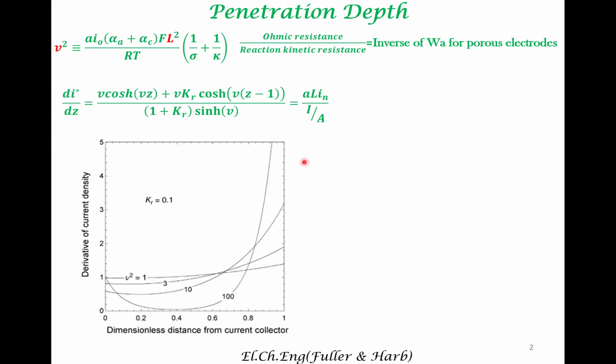In the previous lectures, we elaborated the significance of this non-dimensional quantity, nu square. It is the ratio of ohmic resistance and reaction kinetic resistance. It is the inverse of the Wagner number. And we also clarified the meaning of this derivative, which is indicative of the reaction rate in the porous electrode.